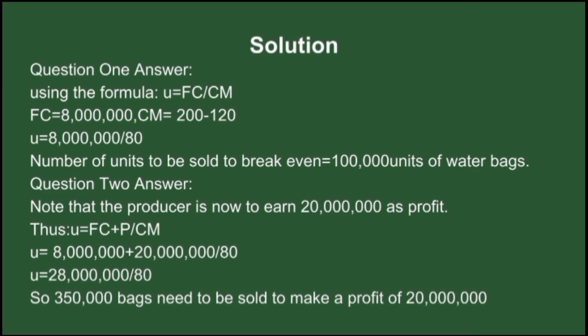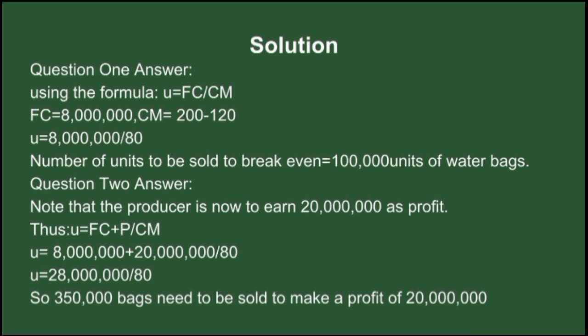Question 1 answer. Now, to address question number 1, we use the break-even unit formula, which is U equal to FC divided by CM, which is contribution margin. FC, this is fixed cost, is equal to 8 million naira, and CM is equal to 200 less 120 naira. So contribution margin, or CM, becomes 80 naira. U, therefore, is 8 million naira divided by 80. Thus, the number of units to be sold to break even becomes 100,000 units of water bags.